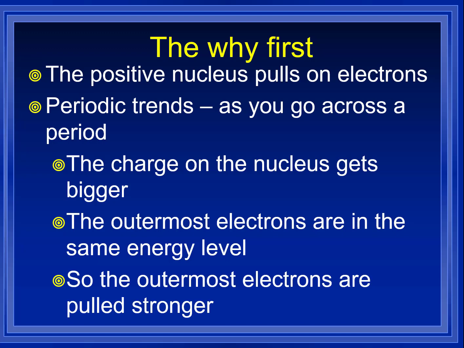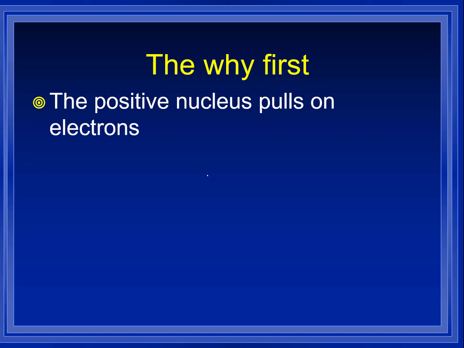Now, we didn't just add protons, we also added electrons. So electrons will repel each other, and you don't feel the full impact of those extra 7 protons, more than tripling your number of protons. You don't feel it all because some of the electrons push it away some. So that's going to be our reason for periodic trends. As you go across, you get more nuclear charge, so the electrons are pulled harder. The positive nucleus pulls on the electrons.